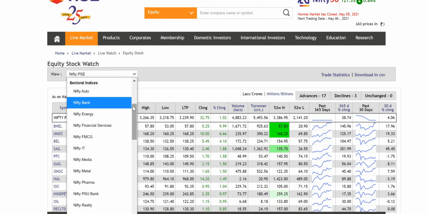Now, why is it important to analyze at the sectoral level? A stock can outperform the sector, but most of the time the sector has to perform for a stock to perform. So rather than finding the stock which is outperforming the sector, I would rather find the sector which is performing, and then I would come back to this site and find the stocks within the sector which are performing. That is how I would do my stock selection.